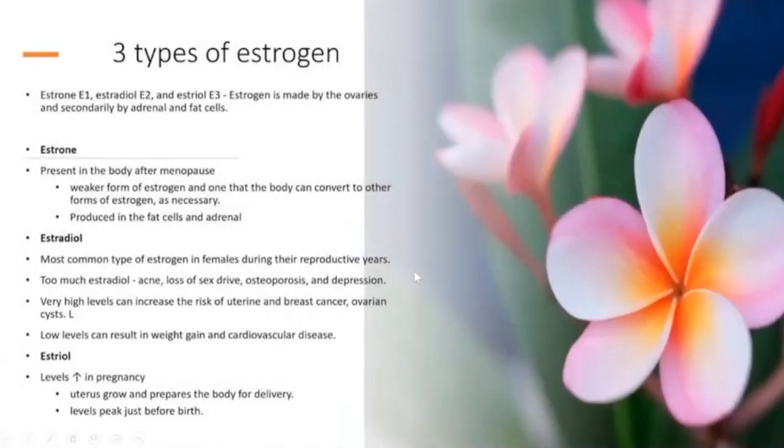So let's get started. We're going to just pick on estrogen today because it's way too hard to go into all of the different ones. But just remember that there are many, many types of hormones that the body has, including vitamin D. Vitamin D is a hormone. It's not a vitamin. It's very interesting.